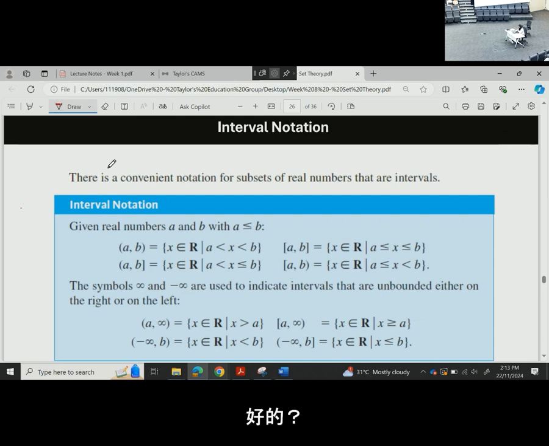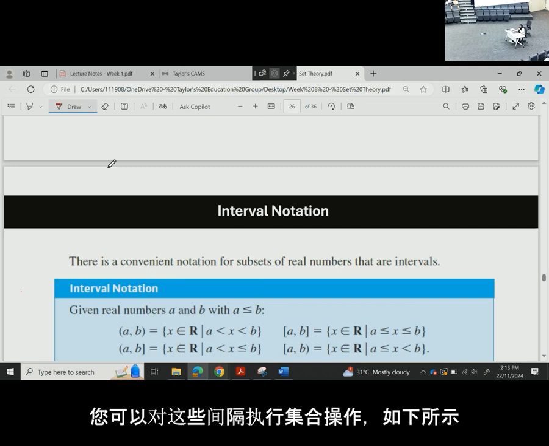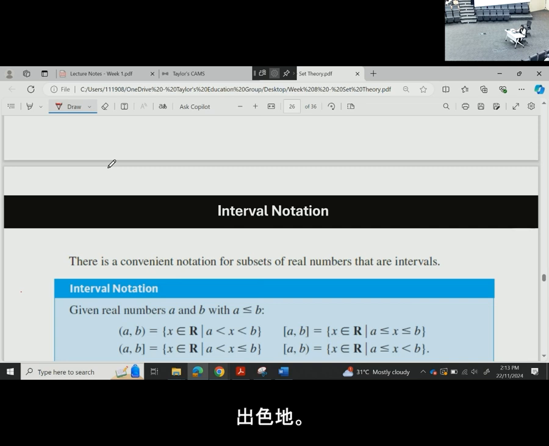Okay. Let's start with the interval notation. You can represent the range of elements or numbers that are included in your sets on a number line, and you can perform set operations on those intervals as well. So it is just one of the ways to show the elements in a given set and perform union, intersection, and other operations, difference and complement that we covered.